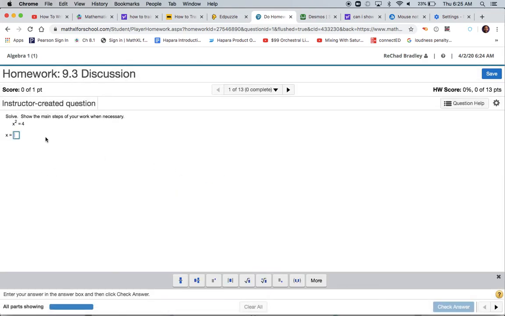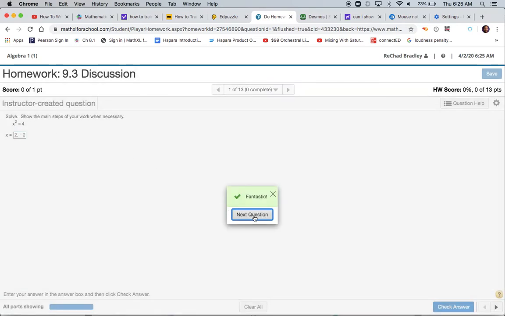Okay, on this assignment, you're going to show the main steps of work when necessary. X squared equals 4. I don't think you need a calculator for this. You're looking for a number. If you were to square root both sides, the square root of 4 is 2, comma, negative 2. And then again, you can just hit enter for that to work.